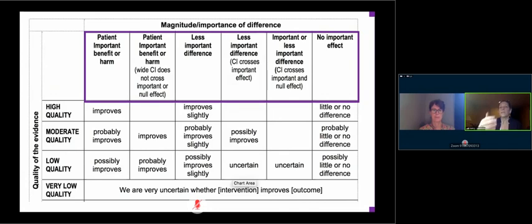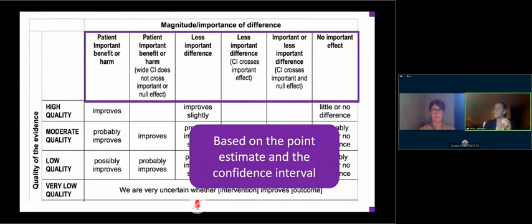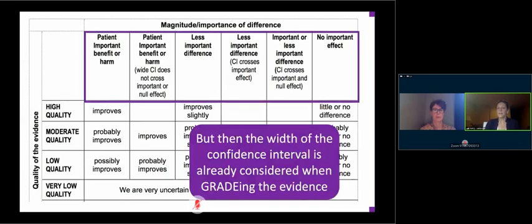And you can see, then we went to less important difference. So we had an important difference, a less important difference. Then there was no important difference, and then it was dependent on how wide the confidence intervals were and whether they included null effects. So it's two ways, the point estimate from our systematic review and then the confidence intervals. But then we realized that actually making decisions based on the width of the confidence interval is already covered when we talk about the certainty of the evidence. So we would almost be double counting or double penalizing something based on the confidence interval.